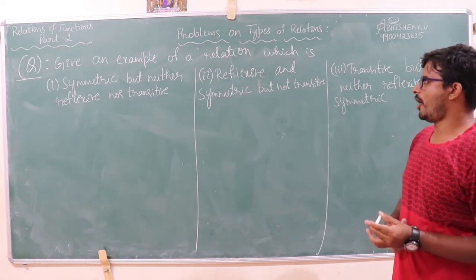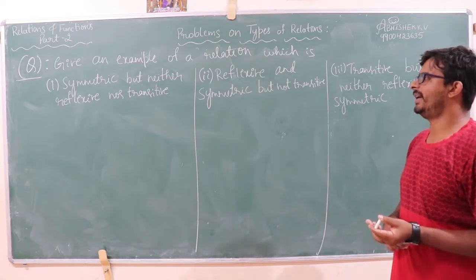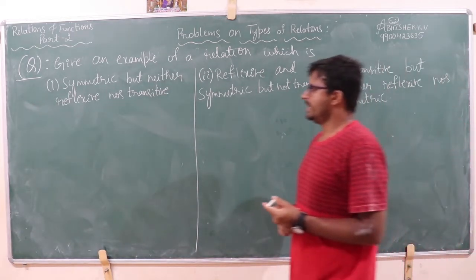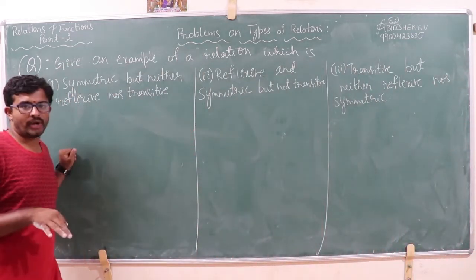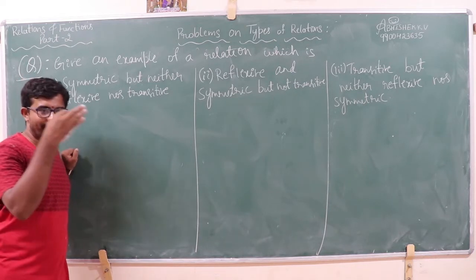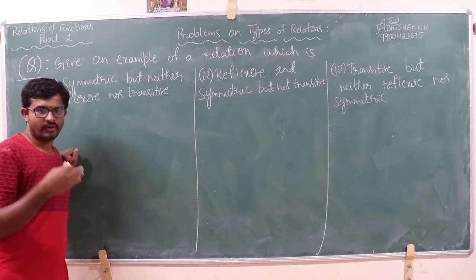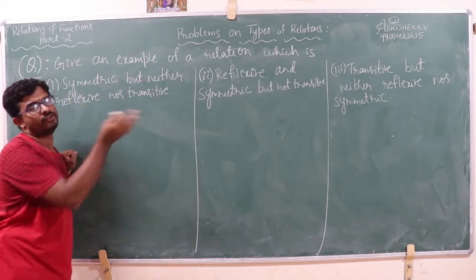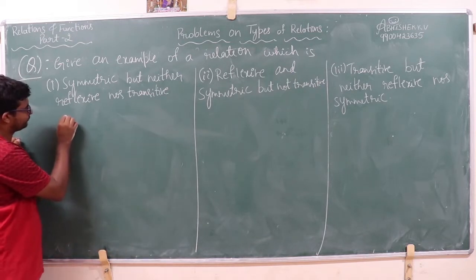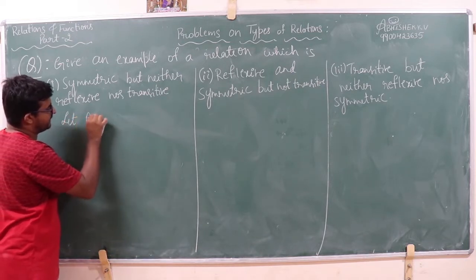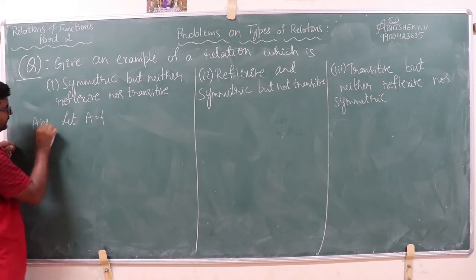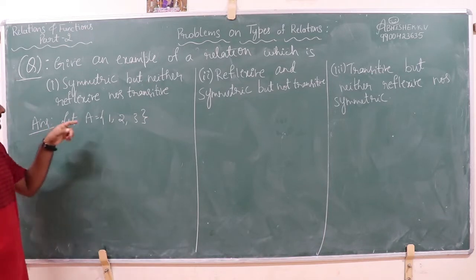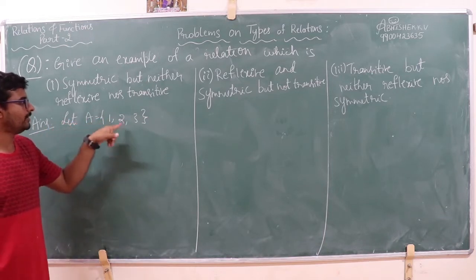Give an example of a relation which is symmetric but neither reflexive nor transitive. See, answer for this one: let A is equal to 1, 2, 3. The set A contains the elements 1, 2, 3.